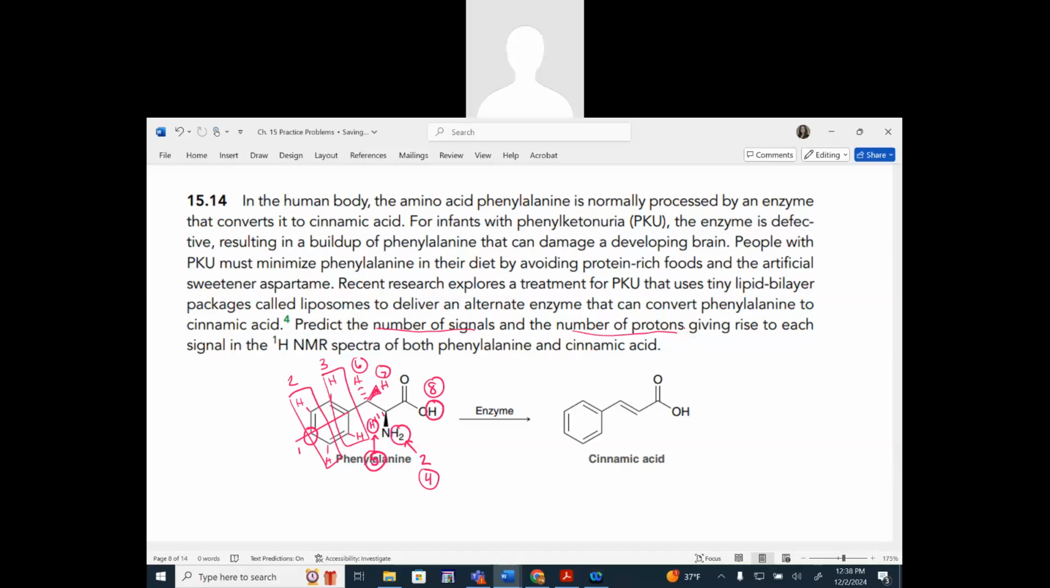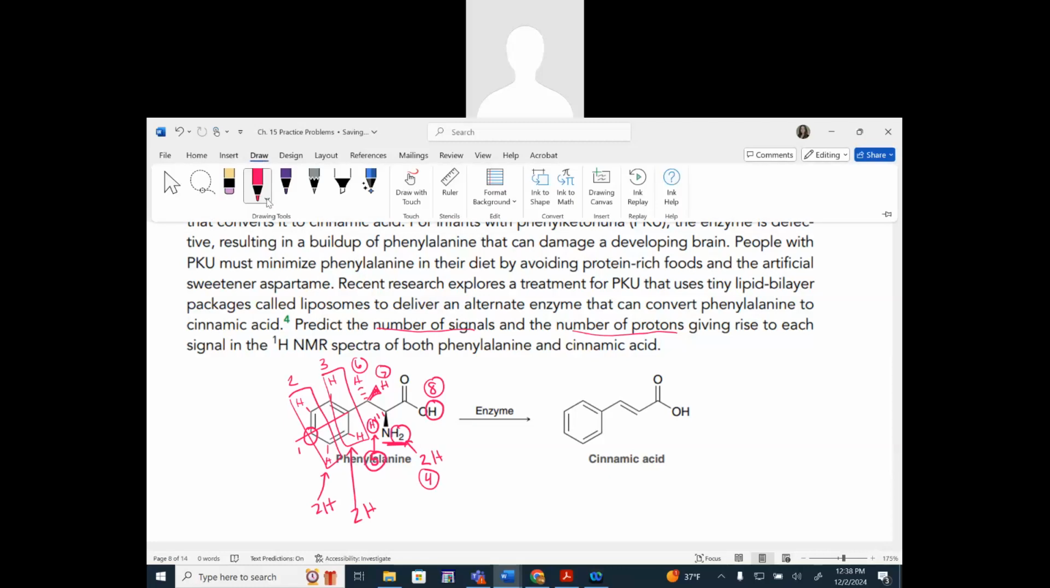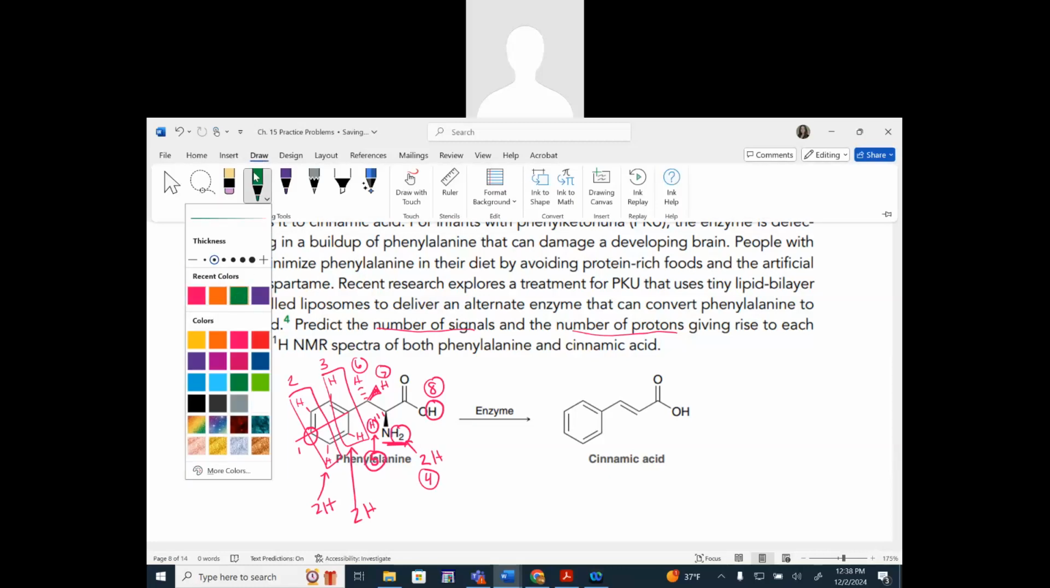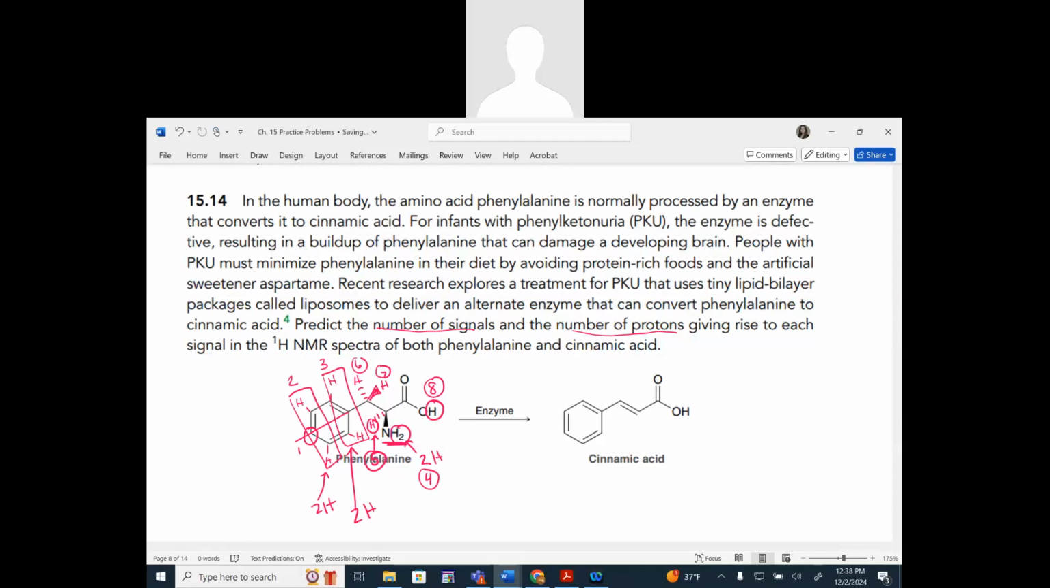Most of them are single protons, except for the amine group, the NH2, and then the two sets here and here within the benzene ring. So we have 8 signals total. So let's take a look at this cinnamic acid next door here and see how many signals we can find.